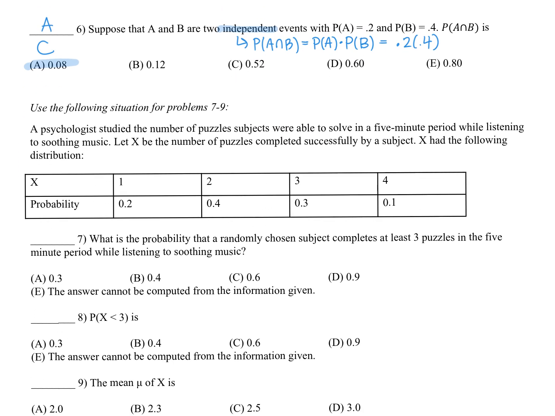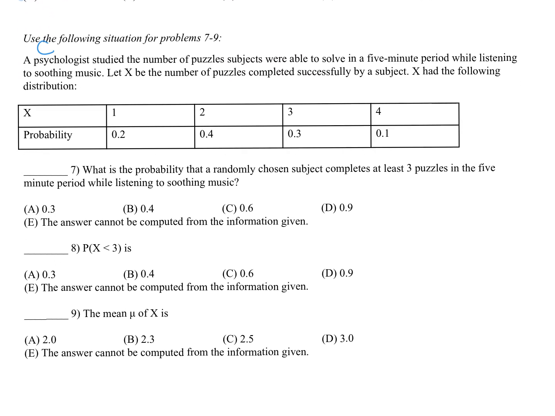Next, we're going to use the situation for problems 7 through 9. So we have a psychologist studying the number of puzzles subjects were able to solve in a 5-minute period while listening to soothing music. X is the number of puzzles completed successfully by a subject, and it had the distribution. So they either solved 1, 2, 3, or 4, and then the probability. So the first question says, what's the probability that a randomly chosen subject completes at least 3 puzzles in the 5-minute period while listening to the soothing music?